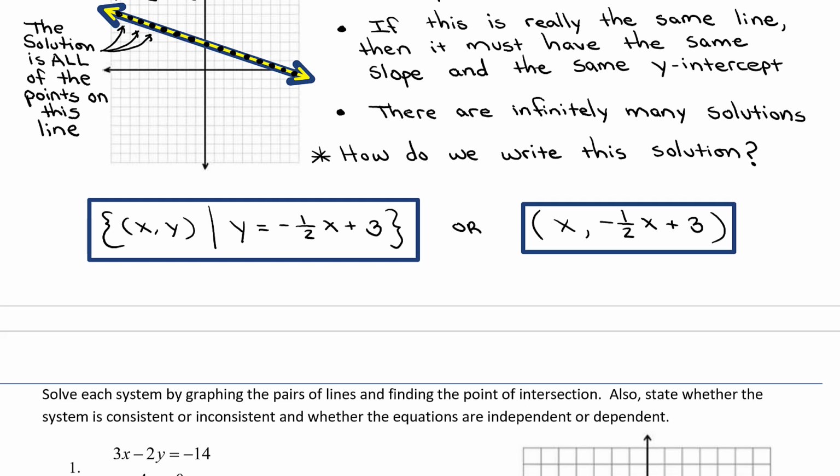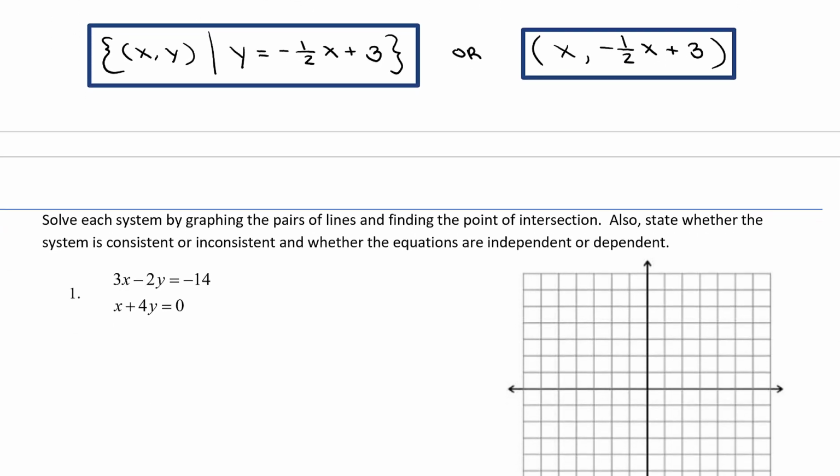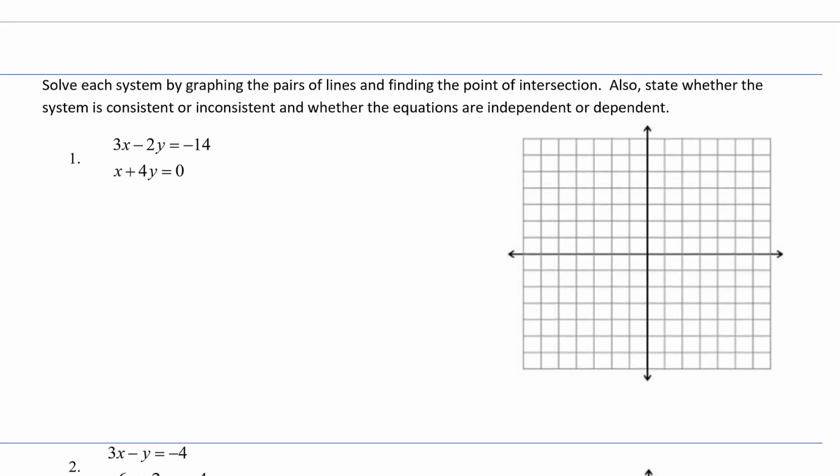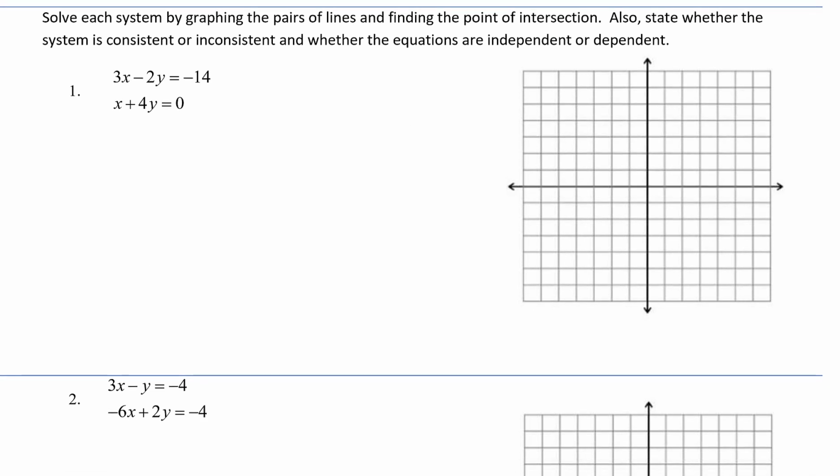All right, let's go ahead and start doing some examples. Let's solve each system by graphing the pairs of lines and finding the point of intersection. Also, state whether the system is consistent or inconsistent and whether the equations are independent or dependent. Let's begin by rewriting these equations in slope-intercept form.